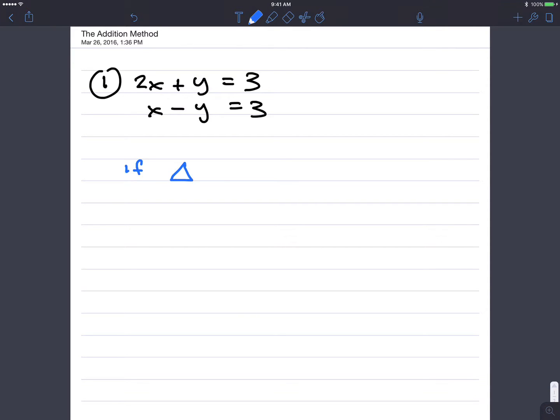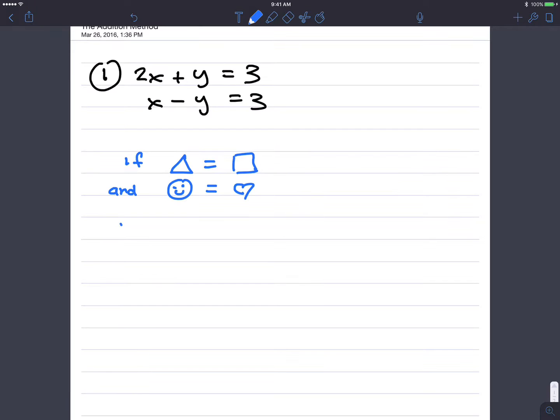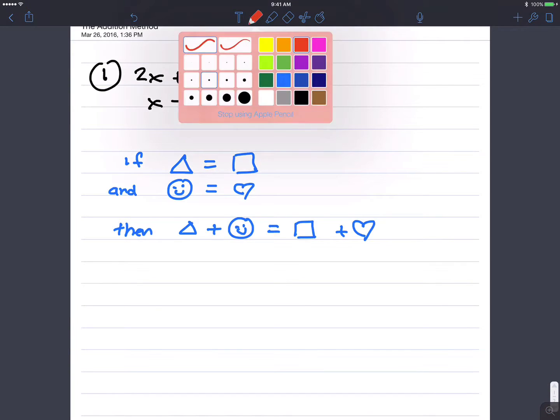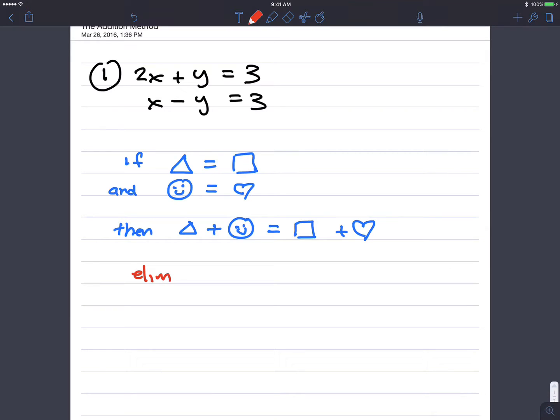If we have one equation where we have a triangle equals a square, a left side equals a right side, and we have a second equation, let's say we have a happy face equals a heart, right? Then what we can do is add the left sides together, and then that equals the sum of the right sides. And the whole idea here is to eliminate a variable, either the x variable or the y variable.